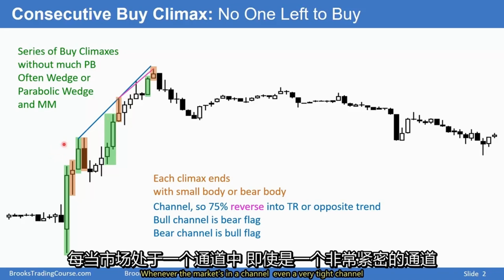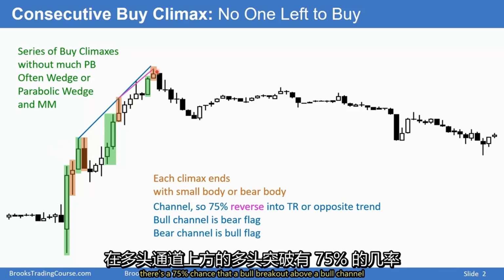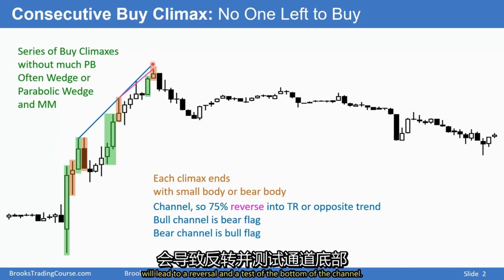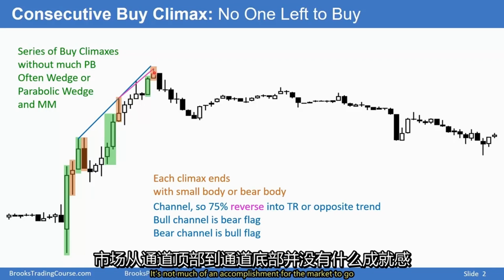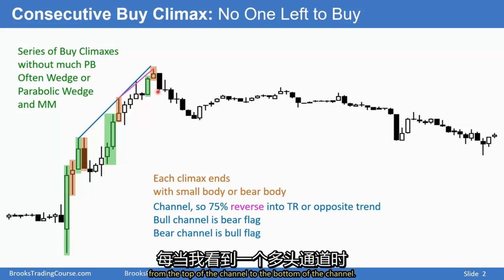Whenever the market's in a channel, even a very tight channel, there's a 75% chance that a bull breakout above a bull channel will lead to a reversal and a test of the bottom of the channel. If I were to draw the bottom of the channel, it would be very tight. It's not much of an accomplishment for the market to go from the top of the channel to the bottom of the channel.